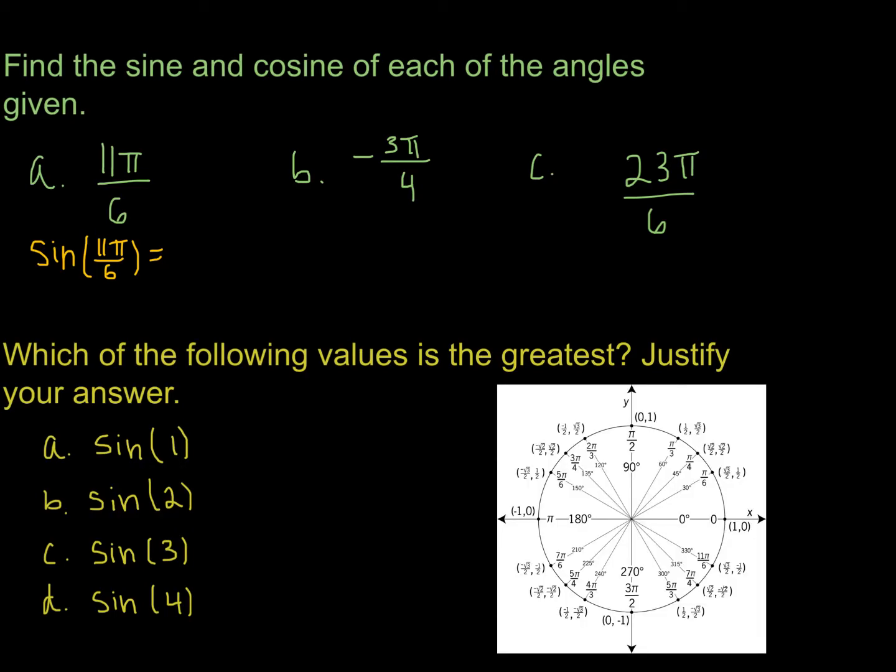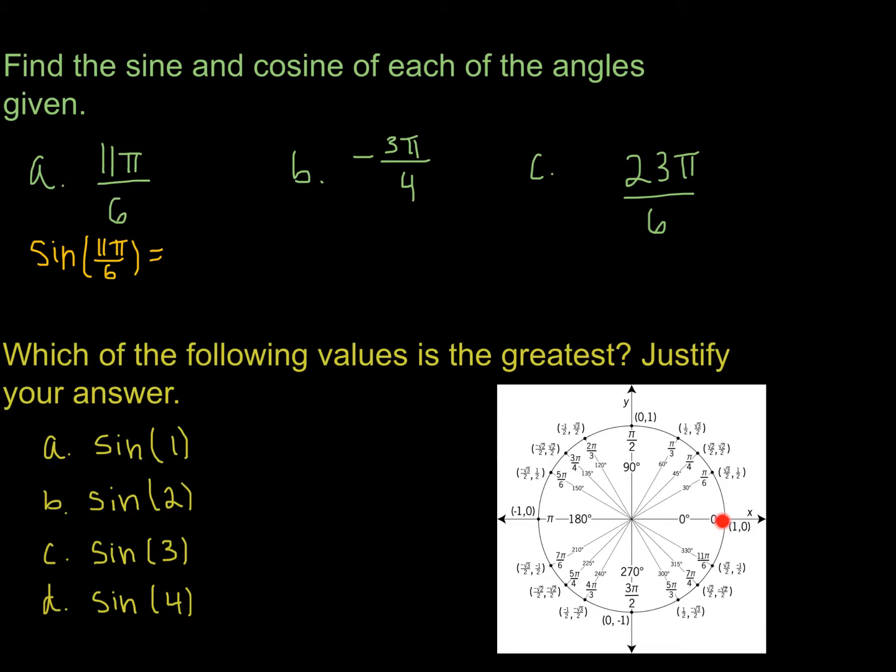Okay, I'm going to go over these rather quickly. 11 pi over 6 is right here, so that's not a big deal at all. Notice also that the tangent must be negative here, since the line is decreasing. Negative 3 pi over 4, we actually talked about that. That's over here.